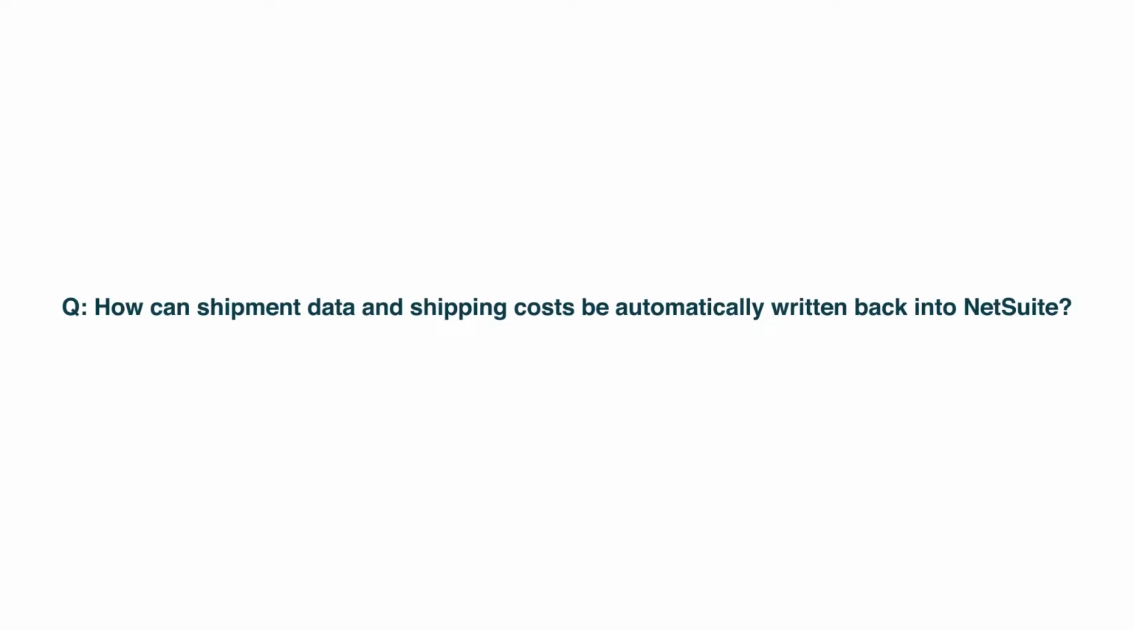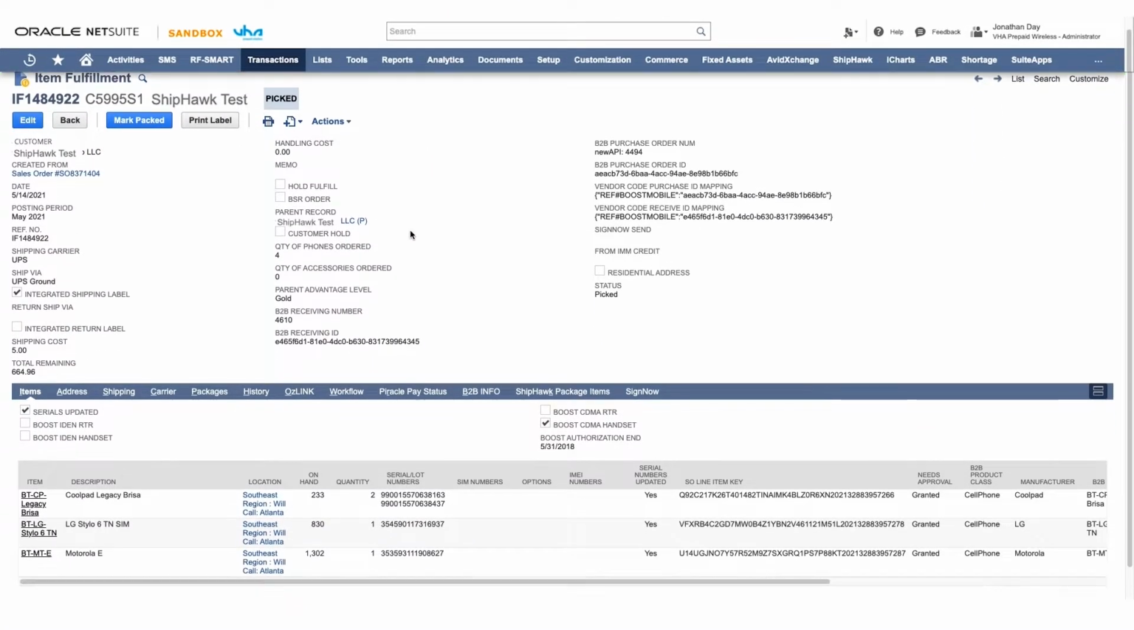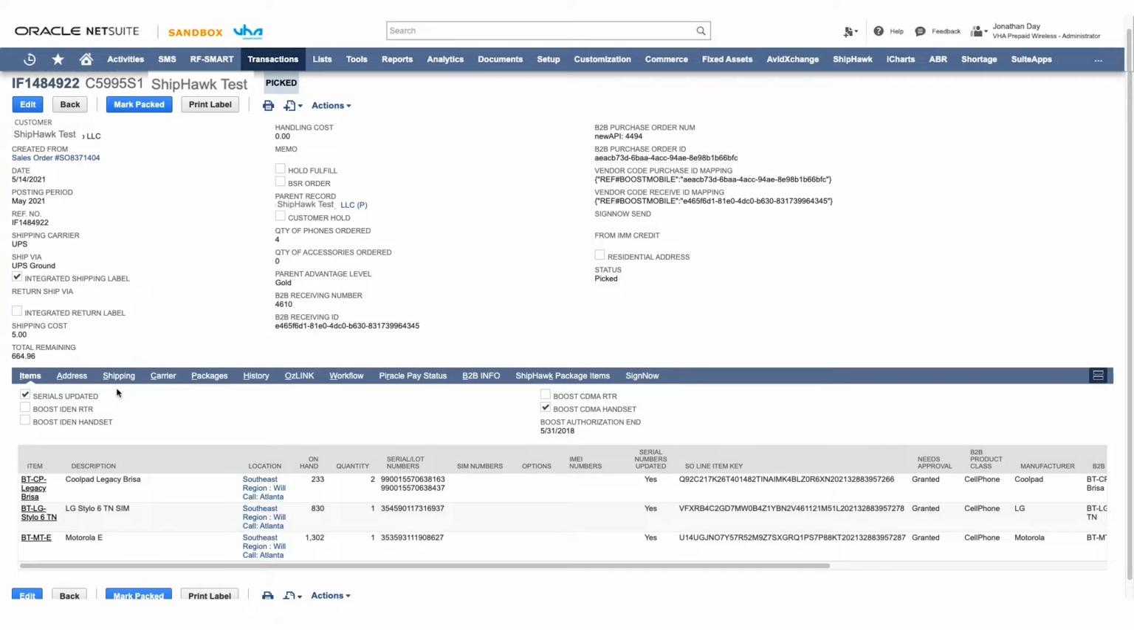How can shipment data and shipping costs be automatically written back into NetSuite? Upon booking a shipment, ShipHawk can create or update an item fulfillment record in NetSuite to a shipped status.